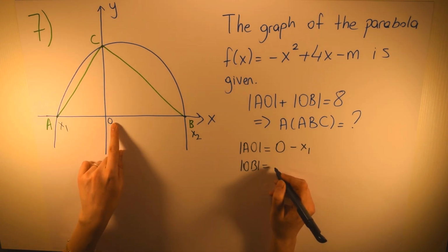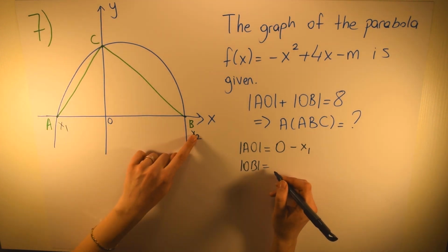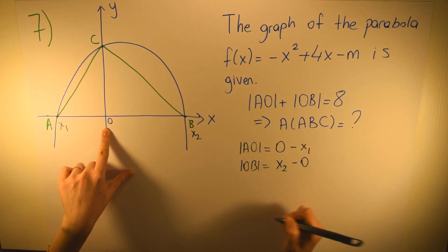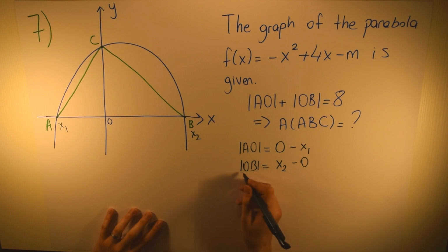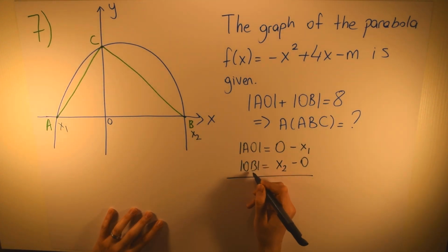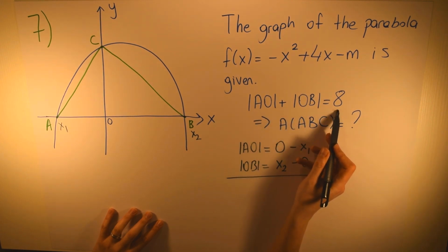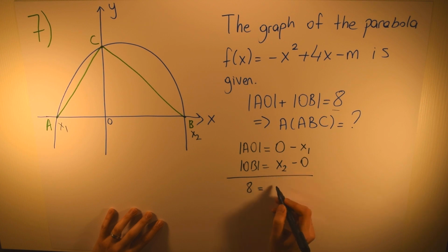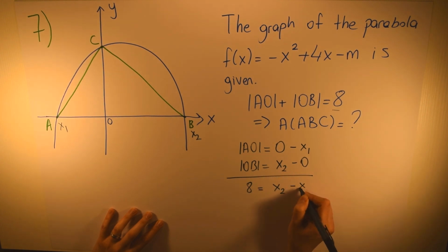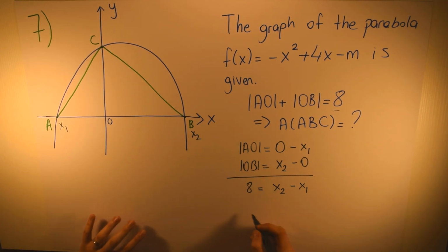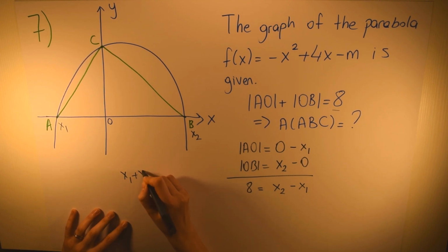is equal to x2 minus 0, right? So when we sum them up together, AO plus OB, which is given here, right? Which is equal to 8. So 8 is equal to x2 minus x1.